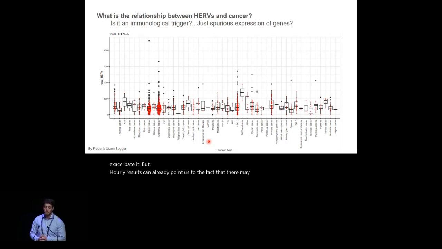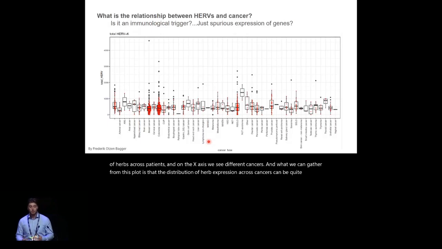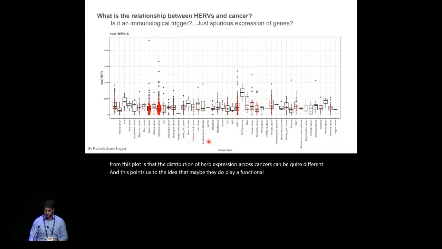Here, in a plot made by my supervisor, Fabio Utzenberger, we can see on the y-axis the total expression of HERVs across patients, and on the x-axis, we see different cancers. And what we can gather from this plot is that the distribution of HERV expression across cancers can be quite different. And this points us to the idea that maybe they do play a functional role.